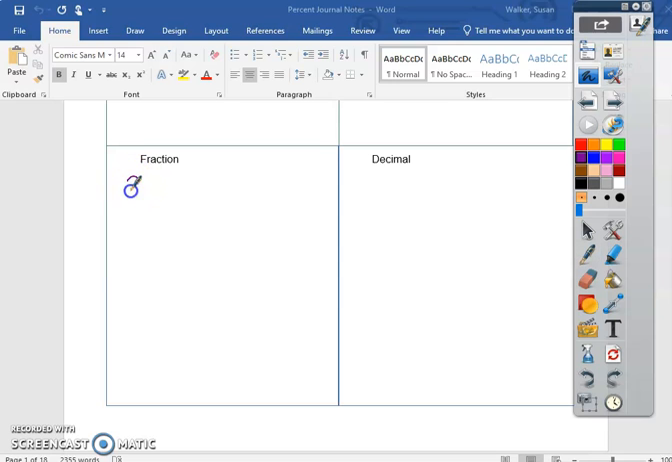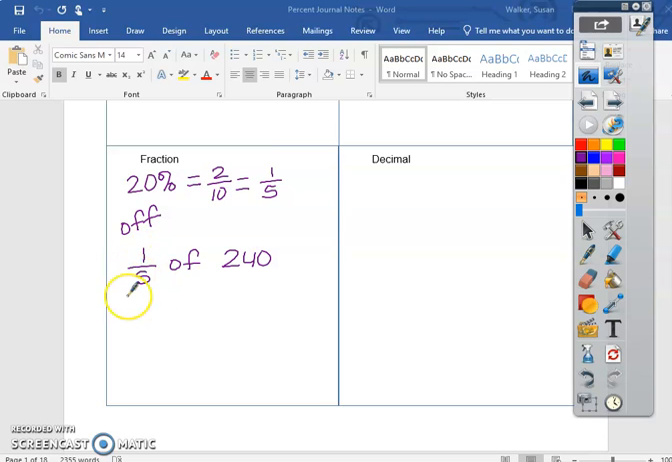So remember, 20% is the same as 2 over 10, which I can simplify, and I can use 1 over 5. I can use either one of these. Now remember, this is the off, but I want the sale price. So I want to take 1/5 of the regular price, which was 240. So basically, when you take 1/5 of something, you're basically dividing by 5. That's what you do.